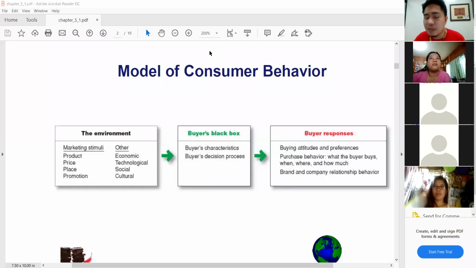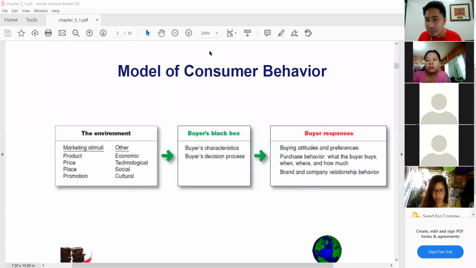Okay? And finally, we have brand and company relationship behavior. So there are buyers like us who have the penchant to buy something, or who have the preference or liking to buy something with a brand. We call it brand recognition or brand loyalty. So when we recognize that our need is simply to satisfy our thirst to be recognized, to have this brand, we call it status signaling.